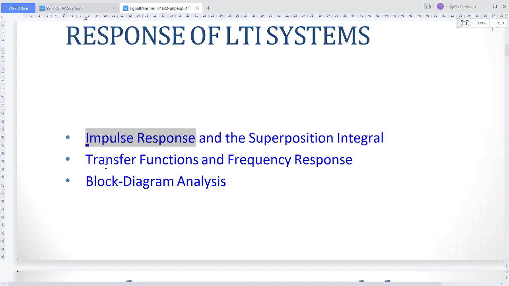Then we have to study the transfer functions and the frequency response. Transfer function defines the relation between the input versus output. And the frequency response is a plot between the frequency and the magnitude. This is also called the phase spectrum, a plot between the angular frequency versus the magnitude, that is called the frequency response. Then the block diagram analysis we are going to cover in this one.